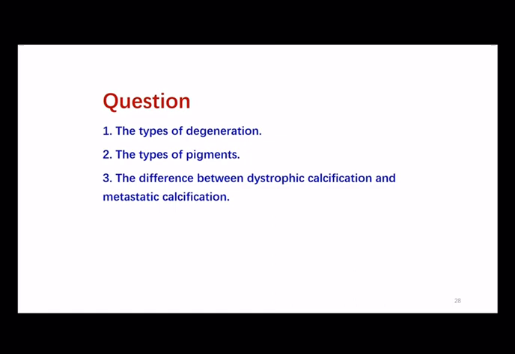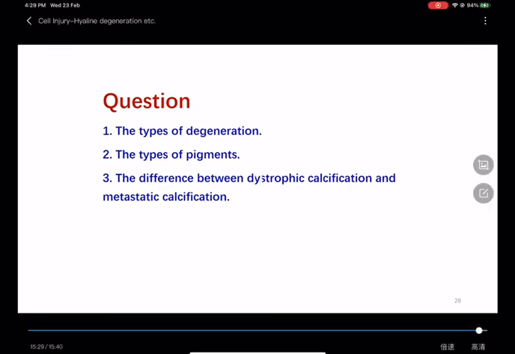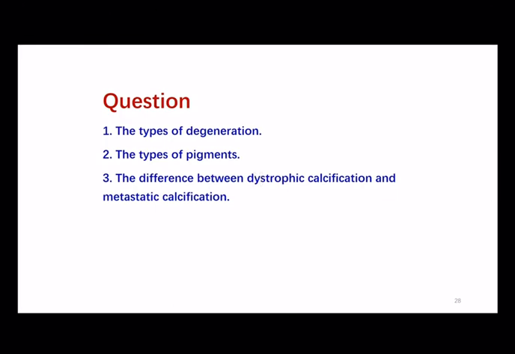Okay, let's take a summary. We talked about the different types of degeneration, including hydropic degeneration, fatty change, protein deposition, amyloid change, hyaline degeneration, pathologic pigment, and pathologic calcification. Here are some questions for you.